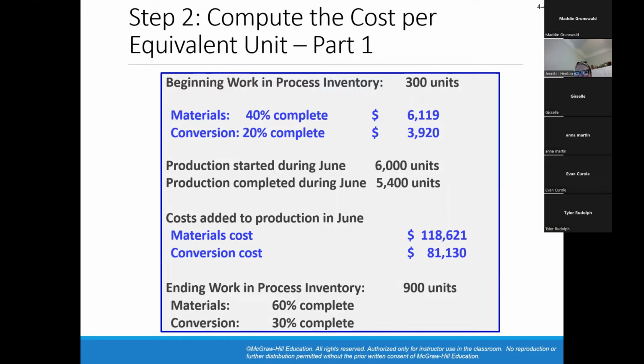Then we had production that started. We had 6,000 units, and then we had 5,400 units that were started and completed. And then we had those costs added to the production in June. So this is the added cost that we brought in. We have materials at 118,621 and conversion cost of 81,130. And then it gives us our information for ending work in process again, which was 900 units. Materials 60% complete and conversion is 30% complete. Okay, so all the same information, but we're adding the cost in.